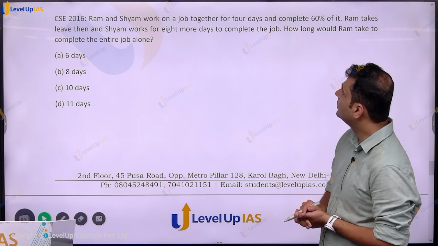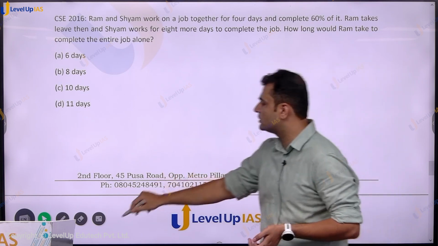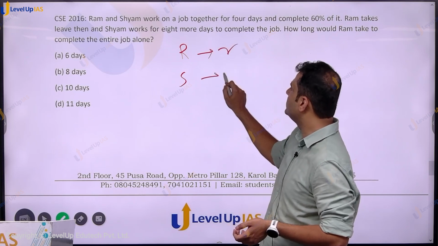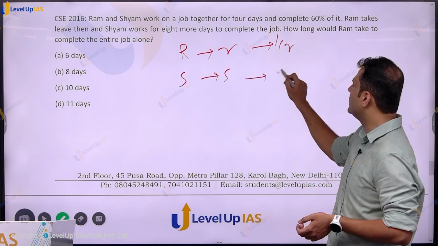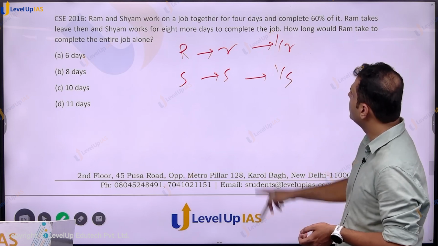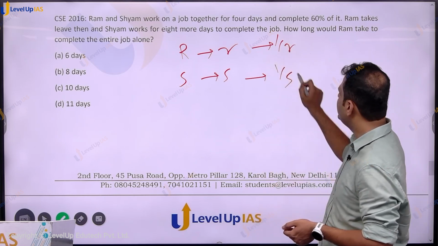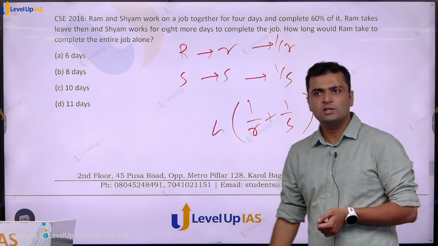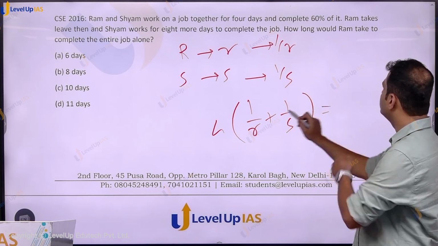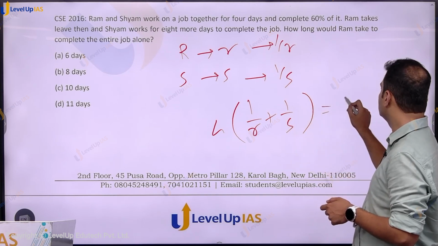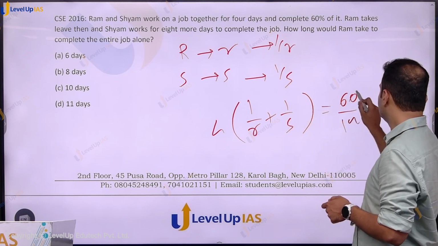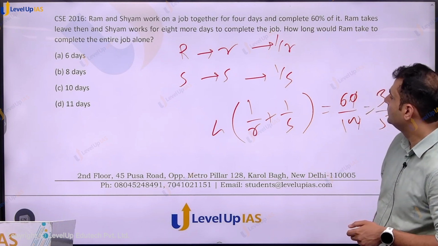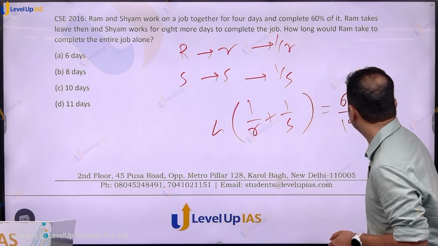Ram and Sham work on the job together for 4 days and complete 60% of the work. So let Ram finish in R days, and let Sham finish in S days. So in 1 day, 1 by R, and in 1 day, 1 by S. So they work together for 4 days, right? In 1 day, they will do 1 by R plus 1 by S work, and they work together for 4 days. This is how much they will work, and they complete 60% of the work. 60% is 60 by 100, which is 6 by 10, which is equal to 3 by 5. Correct? Fine. So this is what we have.